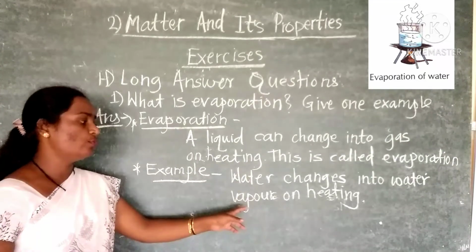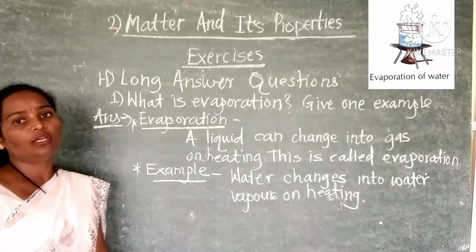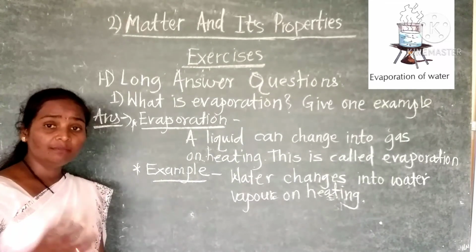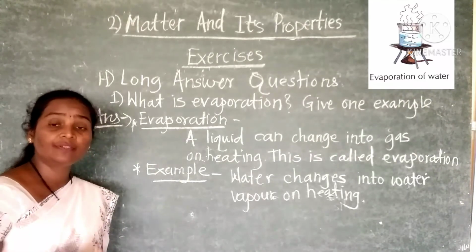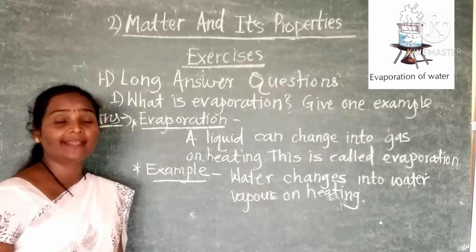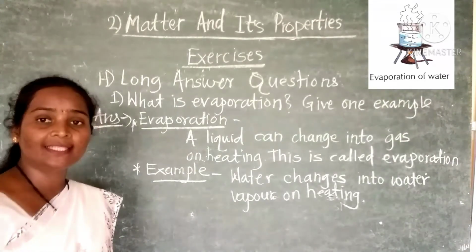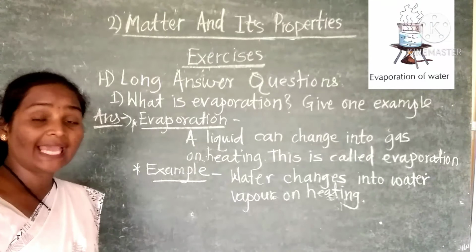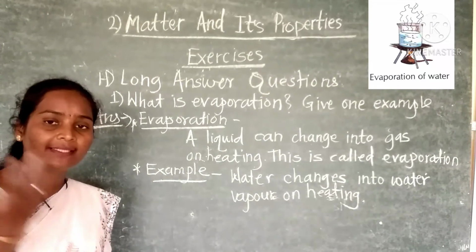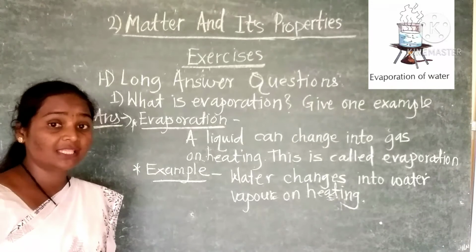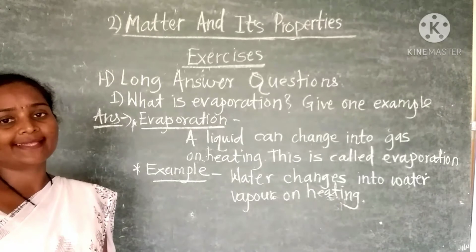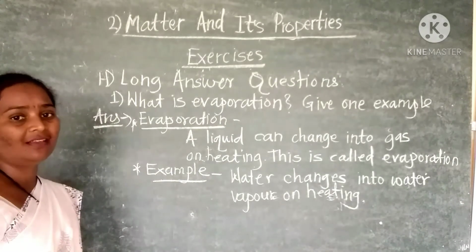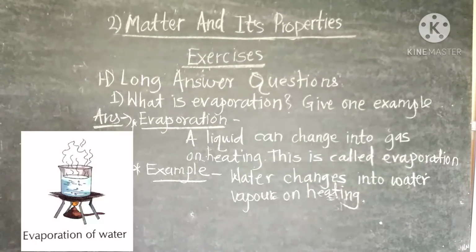Water changes into water vapor on heating and draw the diagram of this. Means liquid water is converting into the water vapor. This is the example of evaporation. You can write the other example that your mama is boiling the tea on the gas stove. That time it boils and a water vapor comes out. That means this is the example of the evaporation. You should write a different example also, but draw the diagram also. In this way you have to write the answer of this question.